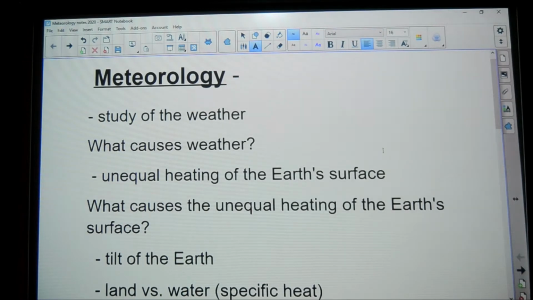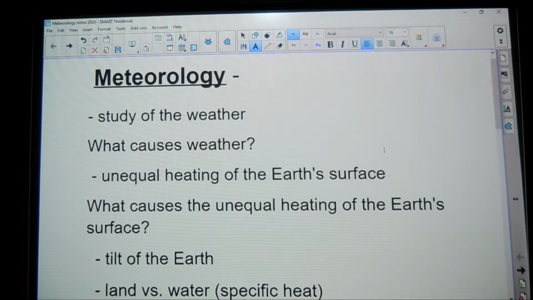Second one we already talked about with heat transfer: land has a lower specific heat, so it doesn't take as much energy to heat it up or to cool it down. Water has a higher specific heat, so it heats slower and it cools slower.